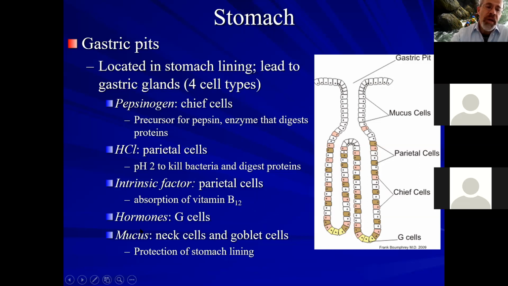Next couple cells, one is called the G cell, and this produces a variety of hormones that we'll talk about. And the last substance is mucus. Mucus is produced by a couple different cells, what happens to be called neck cells. It says mucus cells, but neck cells that produce mucus. And also up here, we have what are called goblet cells that also produce mucus, much like the goblet cells in the respiratory tract. So we have a lot of stuff that's being produced.